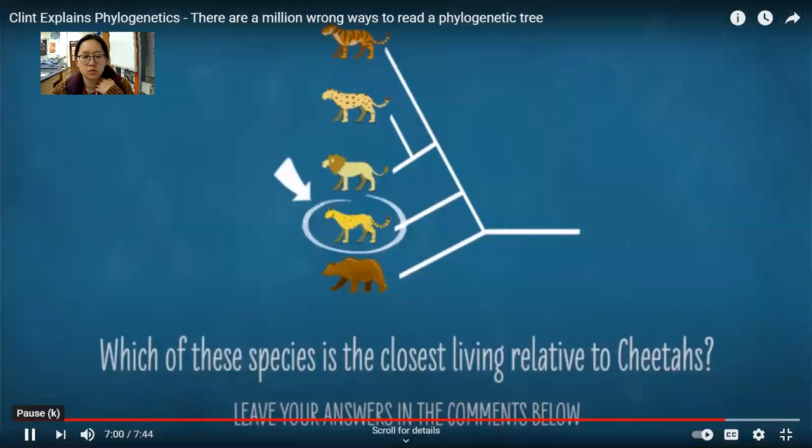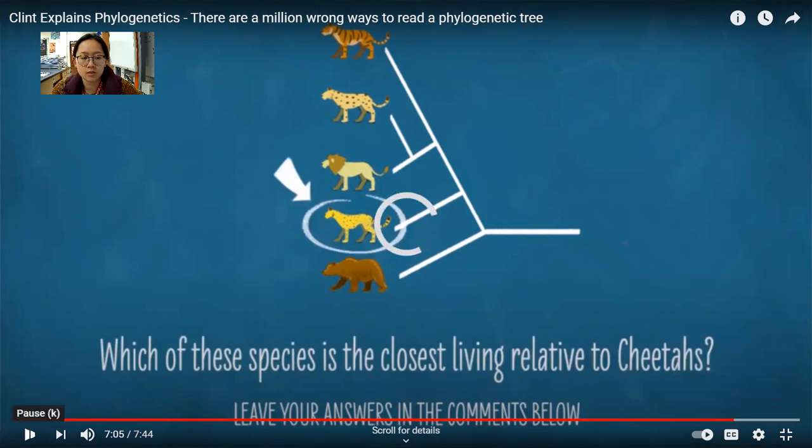All right, so I am going to ask that you go ahead and try to answer this question as it loads. So which of these species is the closest living relative to cheetahs? You're going to analyze this and make sure you're looking for the most recent common ancestor. If your answer has multiple organisms, you can still be correct, so don't be worried about that.